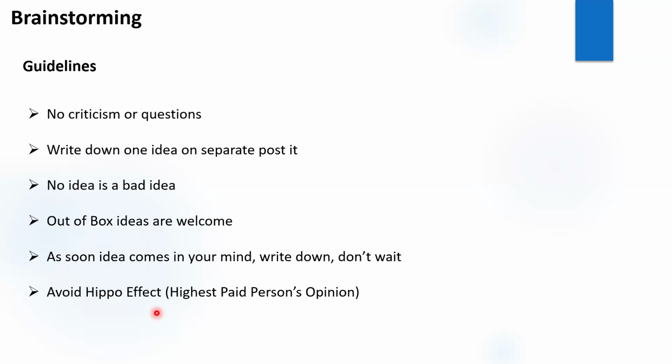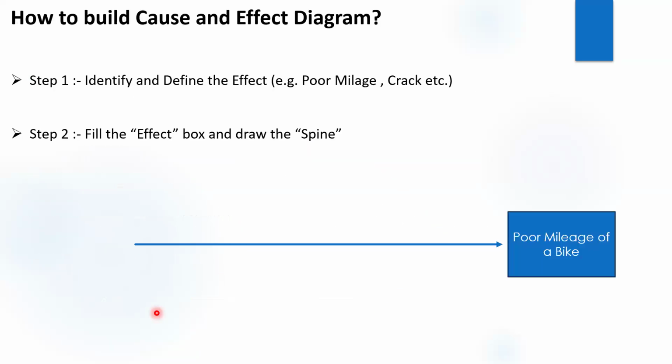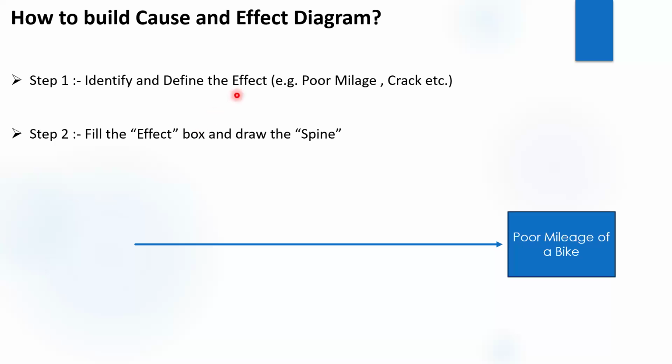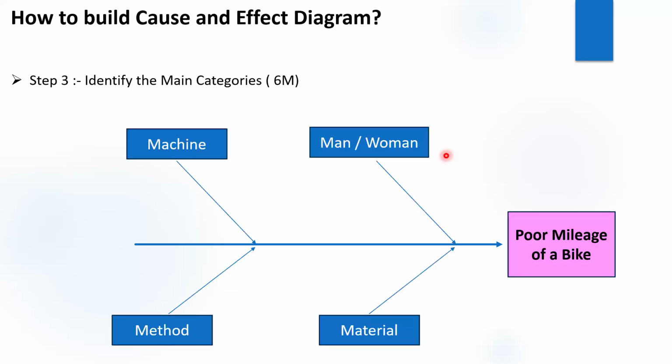Okay, so I am again repeating, as we have very little time today. Step number 1 is identify the problem. Here I have selected poor mileage of a bike. Just understand the concept. The second step is to fill the effect box and draw the spine. I draw it. Very good. Third is draw the skeleton and wait. After drawing the skeleton, please distribute the post-its and start the brainstorming. And after brainstorming, write down the causes.